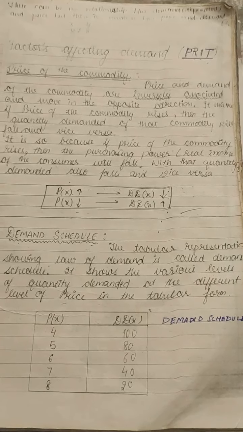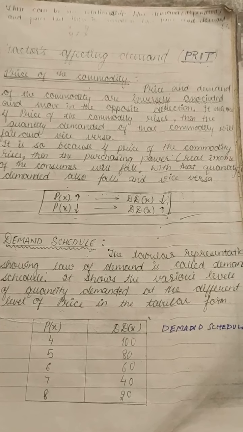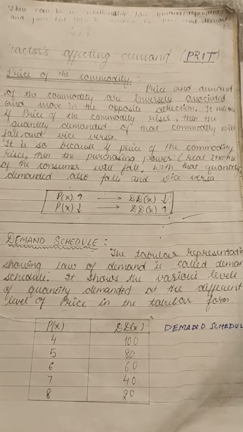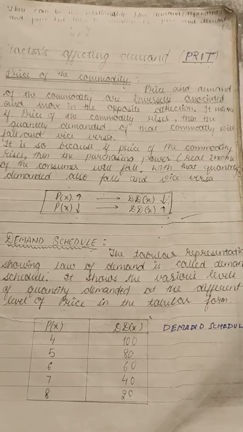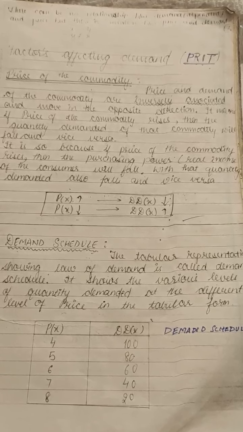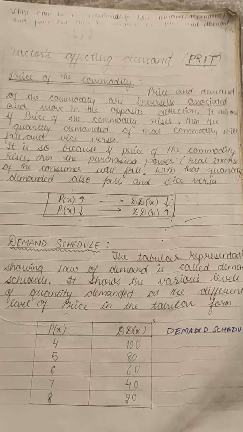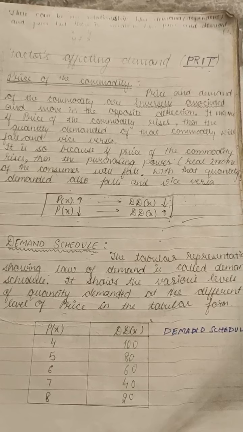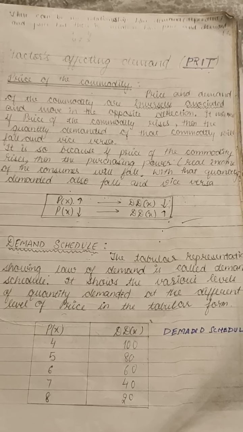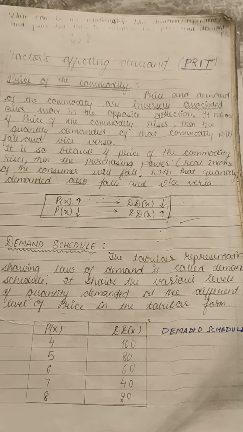Now, today we are going to study about the demand schedule. The tabular representation showing the law of demand is called demand schedule. It shows the various levels of quantity demanded at the different level of prices in a tabular form. Now, you just see the demand schedule. Px is price of the X commodity. DDX is demand of the commodity.